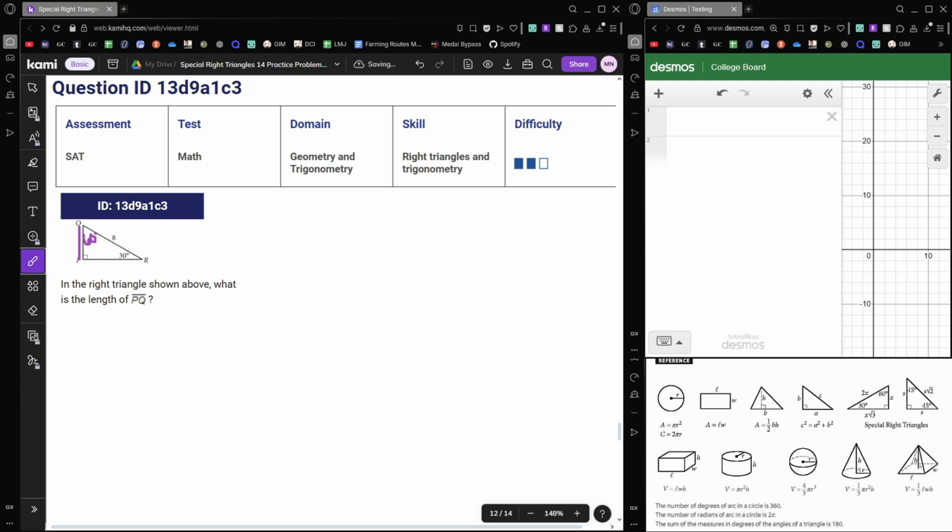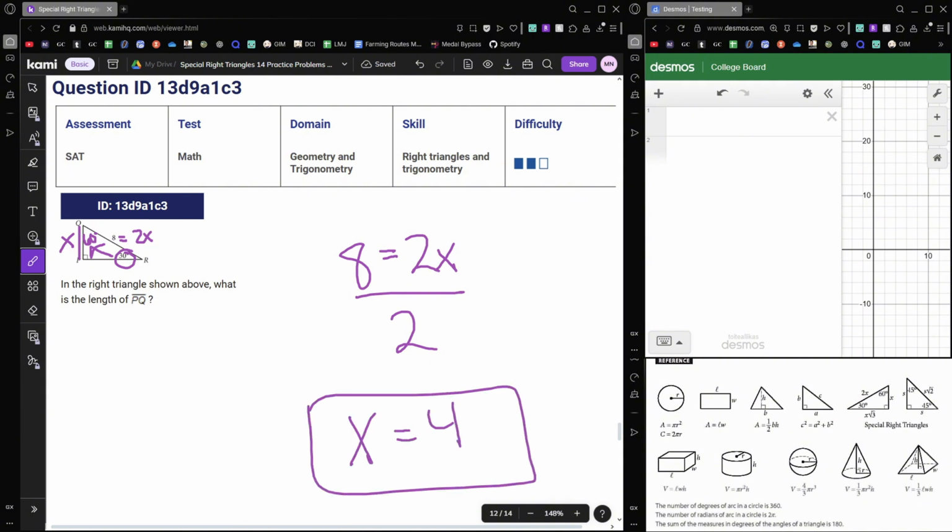Now if we go ahead and look in the bottom right hand corner, you'll see that in a 30, 60, 90 triangle, across from the right angle is going to be 2x. So here 8 is equal to 2x. Now across from the 30-degree angle is going to be x, and that happens to be the side we're trying to find. So let's go ahead and solve for x. We know that 8 is equal to 2x, and to get x by itself, we just divide both sides by 2. And we get that x is equal to 4.